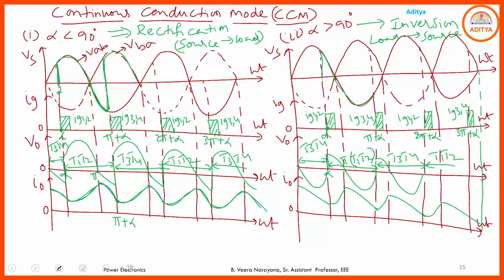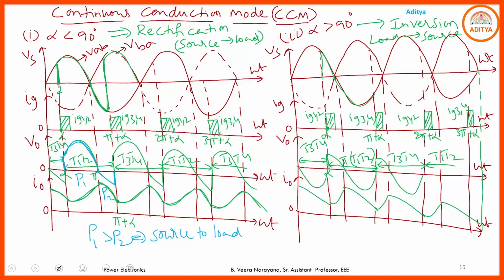So what we observe from these two waveforms: if we maintain alpha less than 90 degrees, from alpha to pi, the positive portion in the output voltage represents some power P1 transmitted from source to the load, and the negative portion of the source voltage represents some power P2 transmitted from load to the source. So what is the resultant power here? P1 is greater than P2. So finally some power is transmitted from source to the load. Source is AC, load is DC. So finally we have AC to DC, which is rectification.